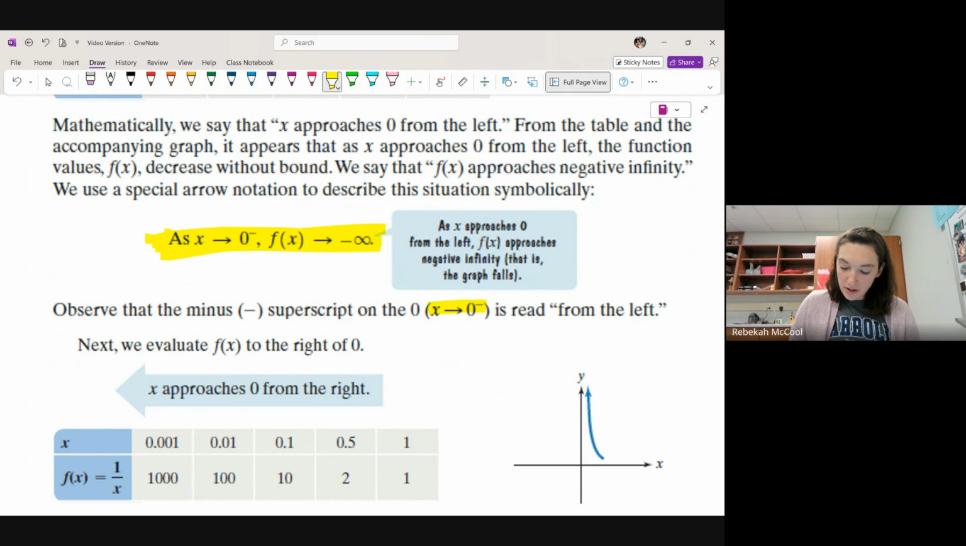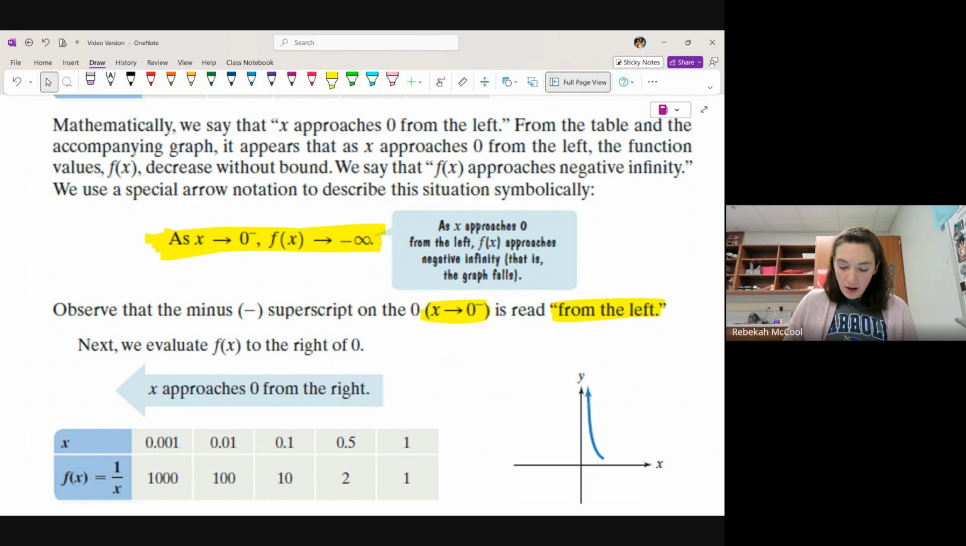So this might not be any notation you've seen before. When we have that superscript, that higher up, kind of like an exponent, of the minus sign, the negative sign, we'd say from the left. So this says as x approaches 0 from the left.